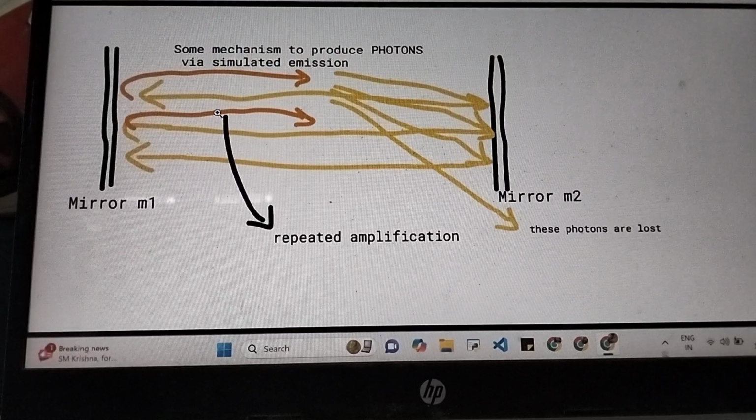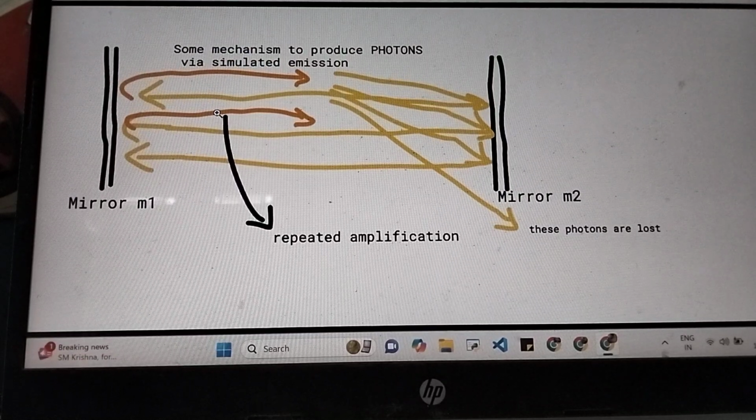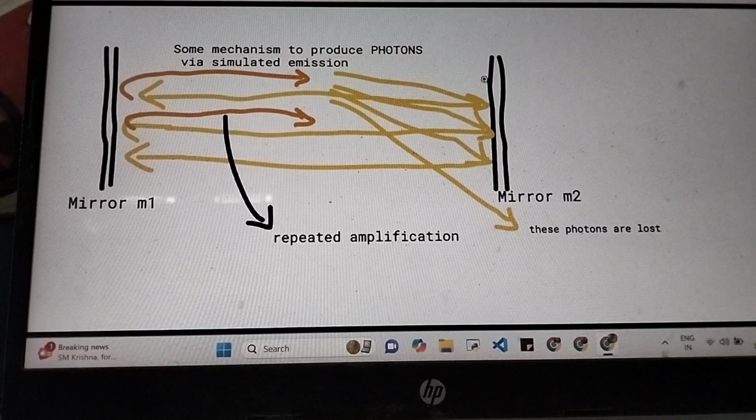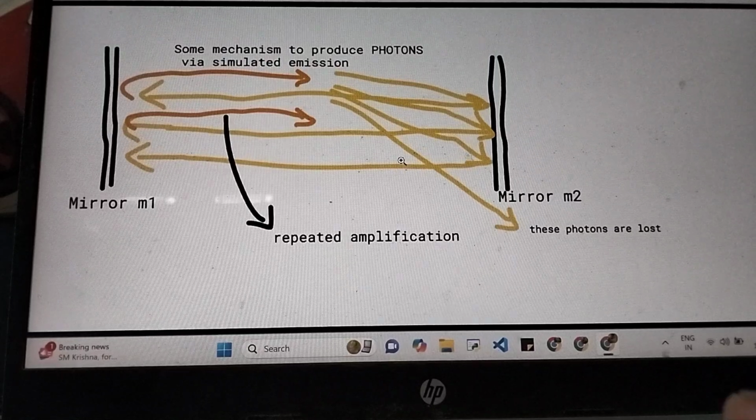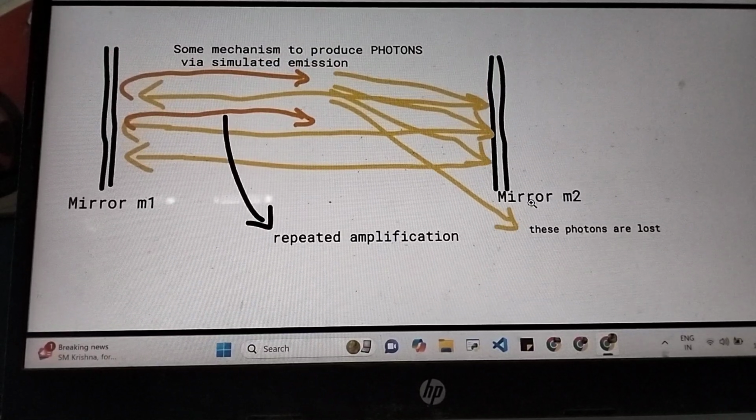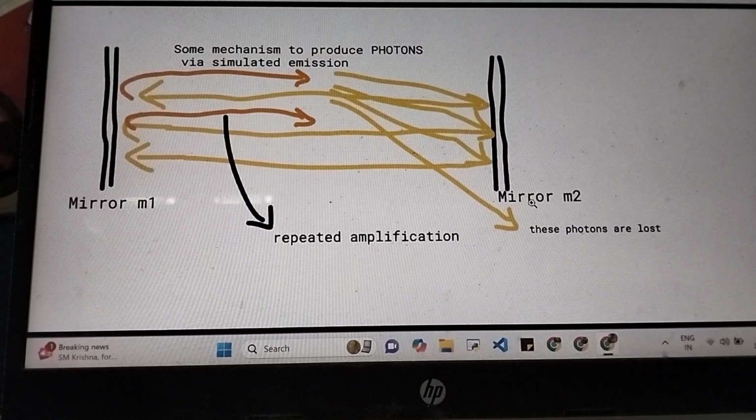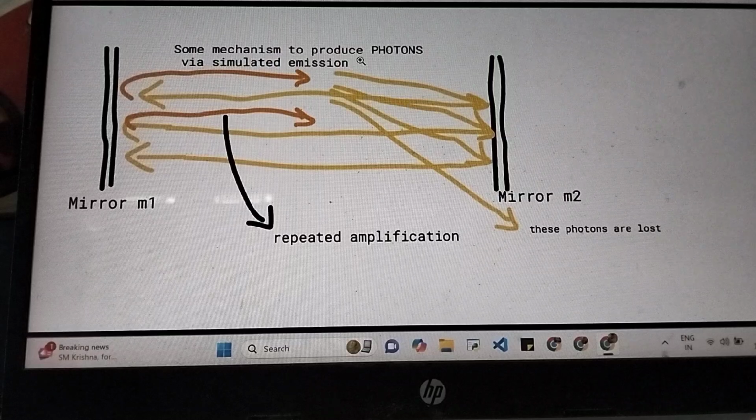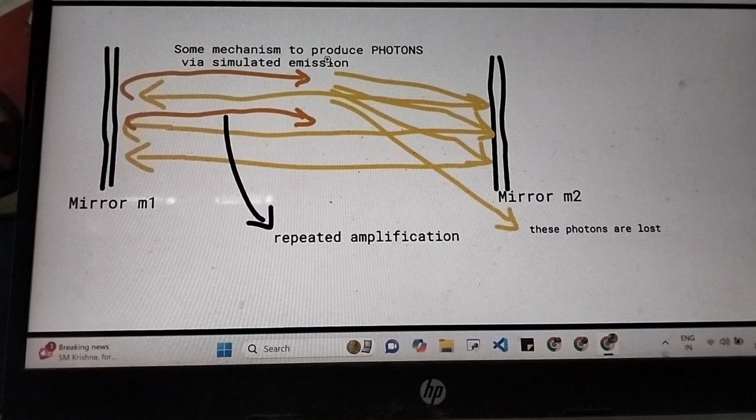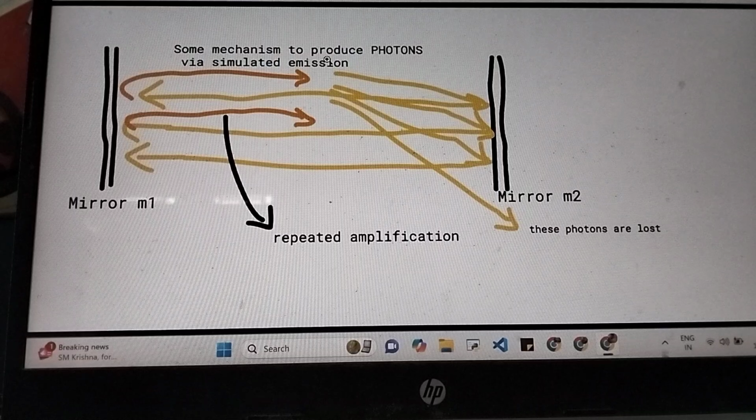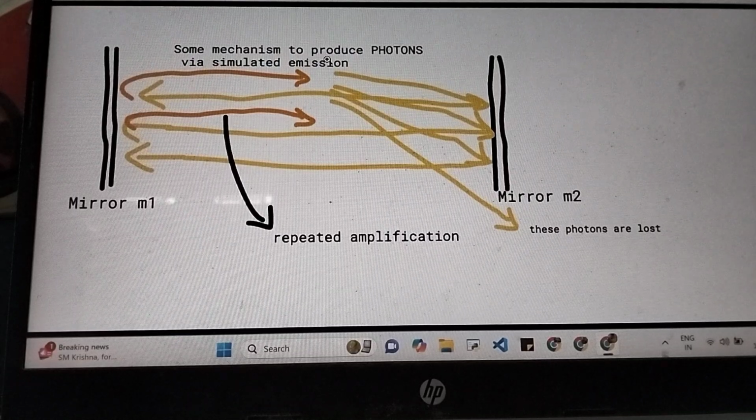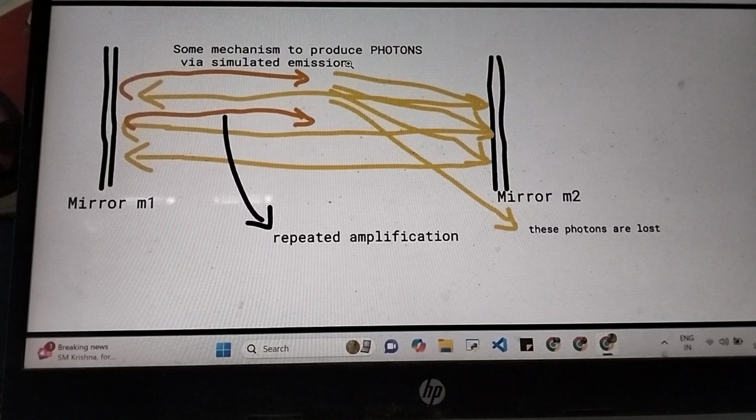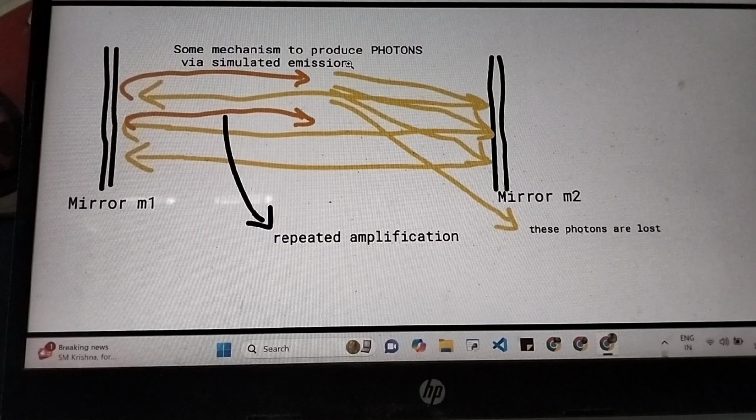So this diagram is a demonstration of the setup of a laser. We have 2 highly polished surfaces which can be approximated as plane mirrors. Let's call them M1 and M2. They are placed parallel to each other, separated by a certain distance. In this region we have some mechanism, some setup which produces photons through stimulated emission. What exactly is the procedure that causes this stimulated emission to take place, how these photons are born, we will study that in detail in a future lecture. So for now, just assume there is something there which gives rise to photons.